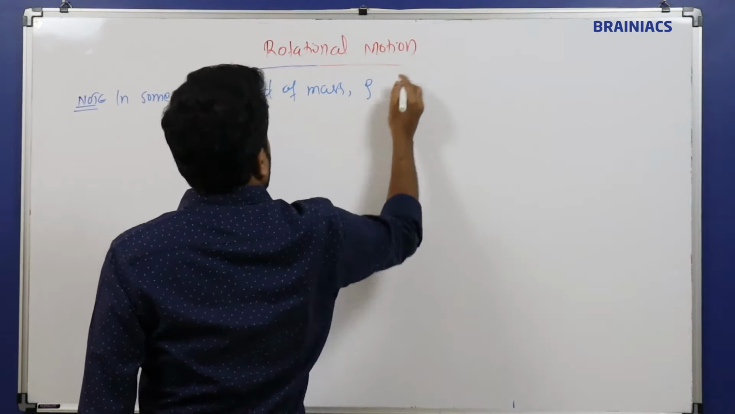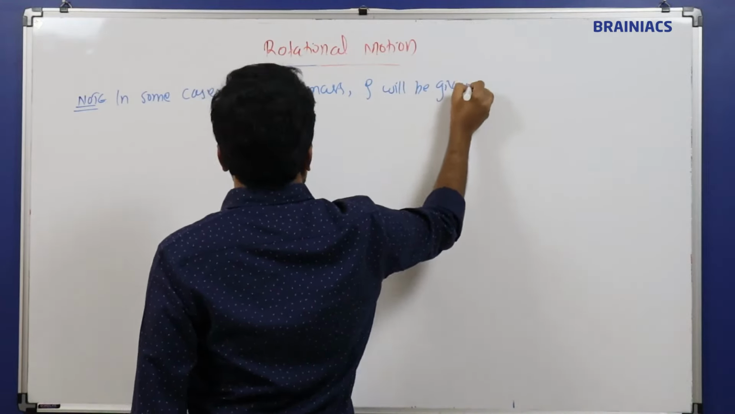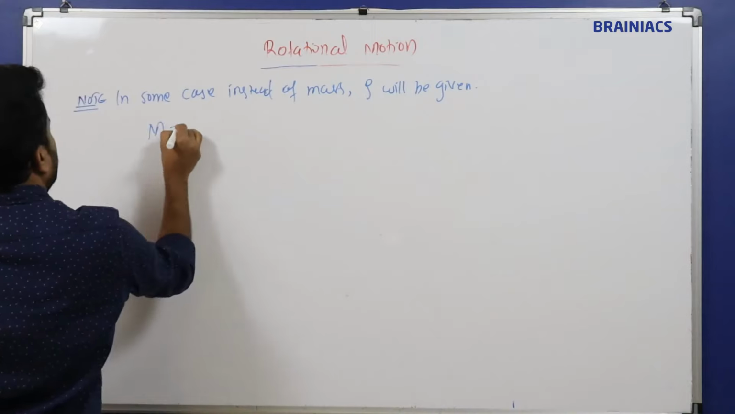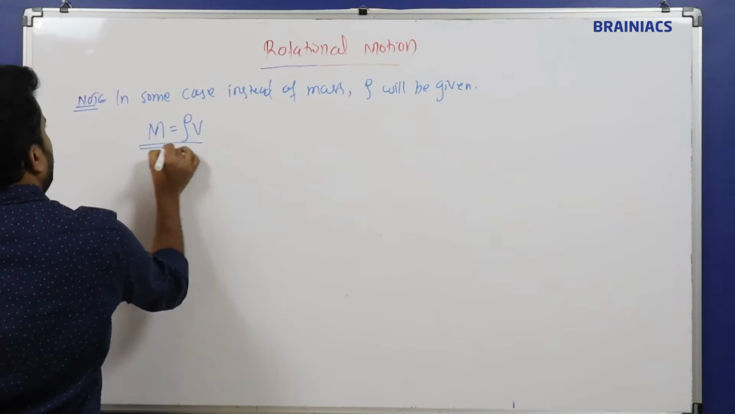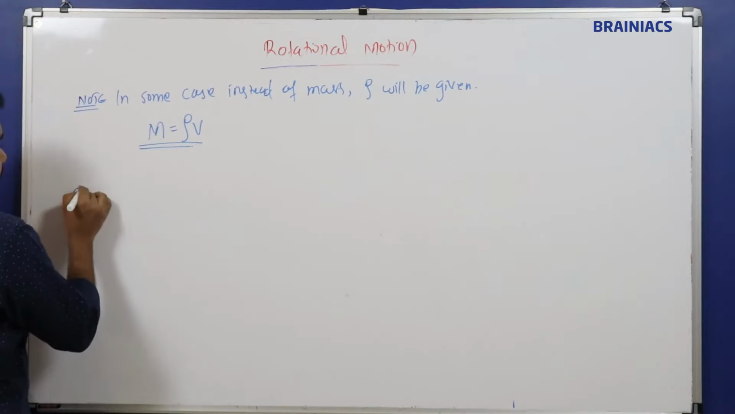Rho will be given. Rho means density, so mass equals rho into V. We have to substitute accordingly. That's all. So we'll go to the next question.